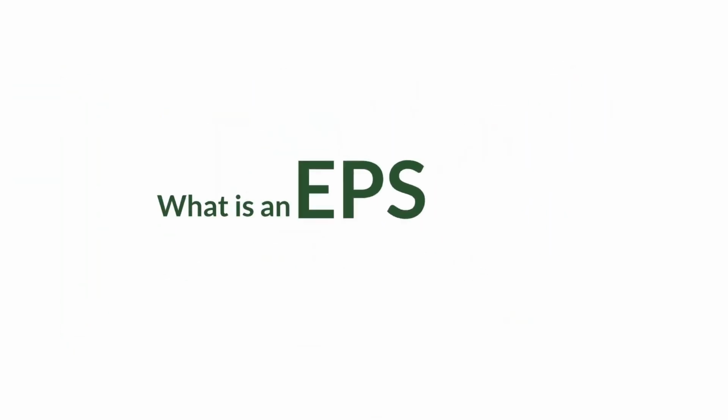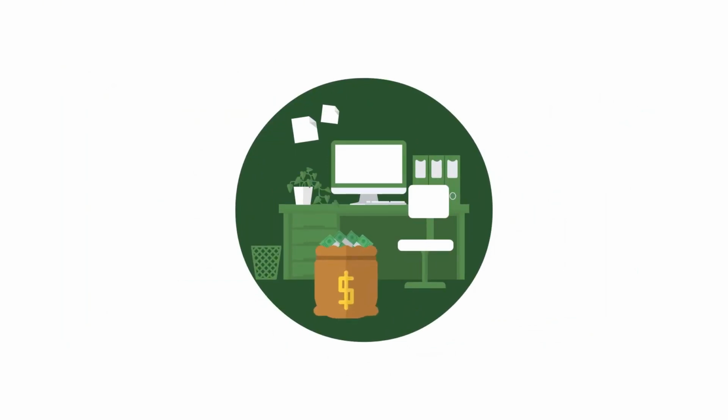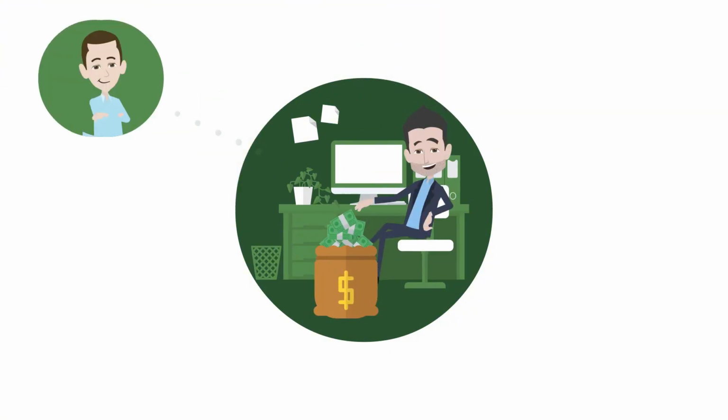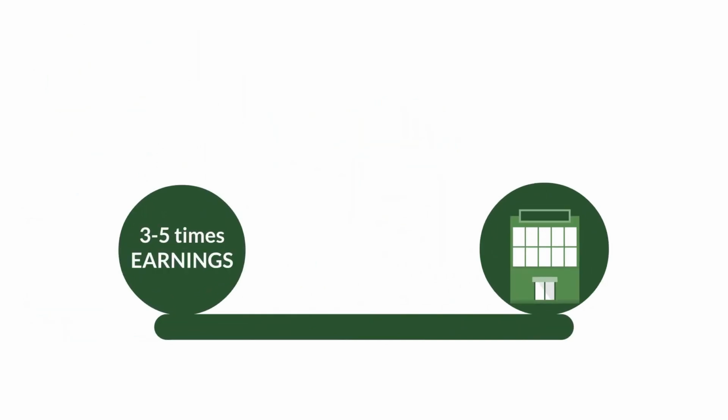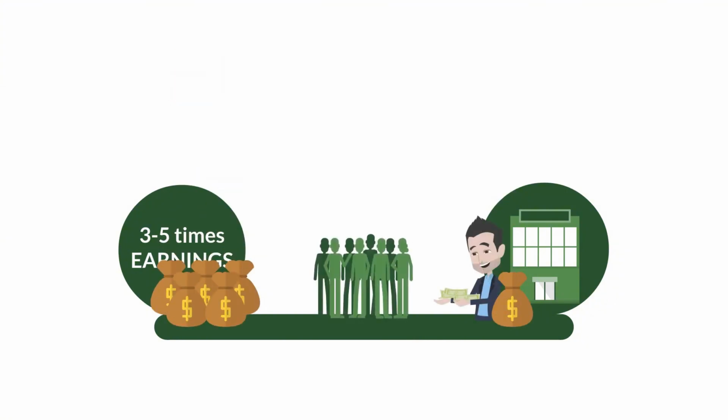What is an EPS-accretive acquisition? Imagine you have a small business that's making $1 million profit, and just like many small businesses, has one owner and one share. The earnings per share, known as EPS, is that 1 million divided by one share, which is still 1 million. Typically, a small business might be valued at 3 to 5 times its earnings, which means the 1 million profit is worth 3 to 5 million to the owner if they can find a buyer.